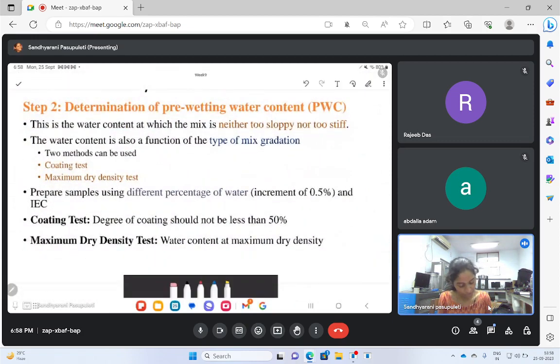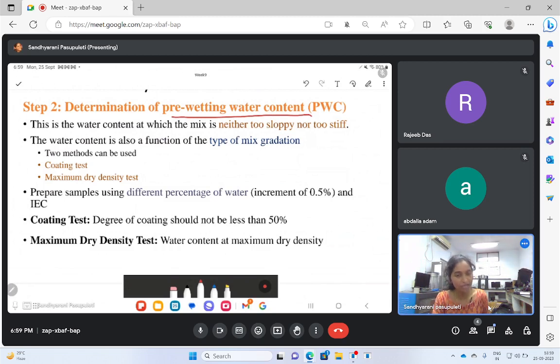So once I know the emulsion and also the bitumen content, the next step would be to keep that bitumen aside. So what is the next part in the emulsion? Water. I have also discussed that, in addition to the water present in the emulsion, we add another extra water to provide the coating or pre-wetting of the aggregates, whatever aggregate percentage or gradation we are going to use. That water we call pre-wetting water.